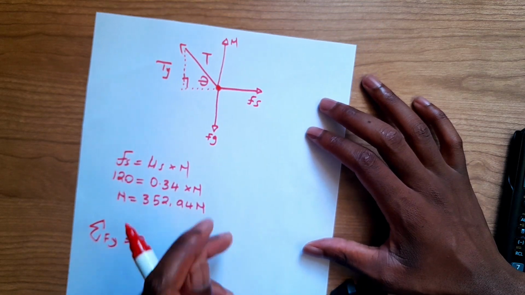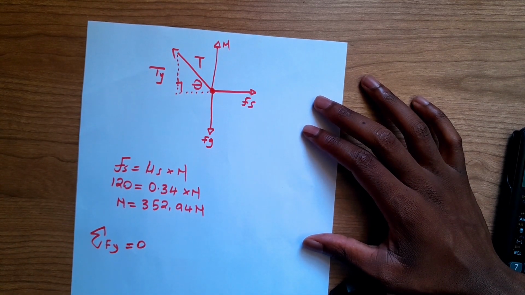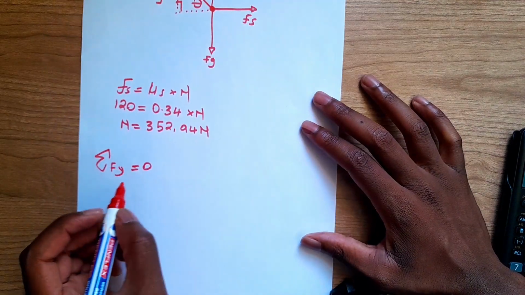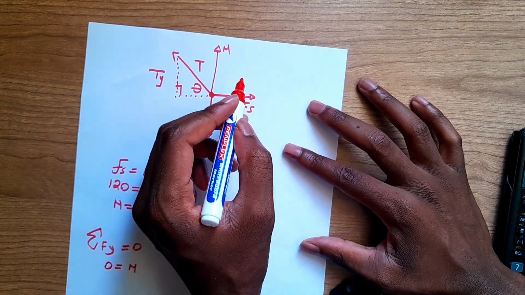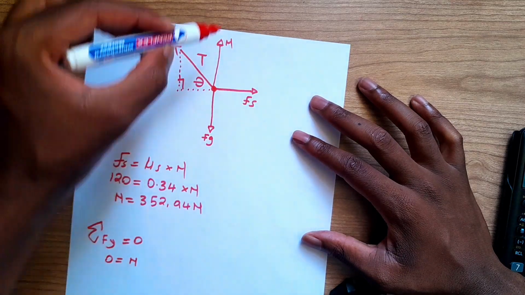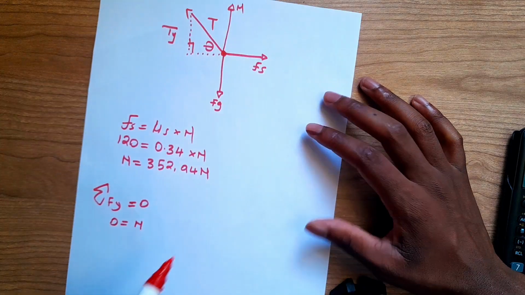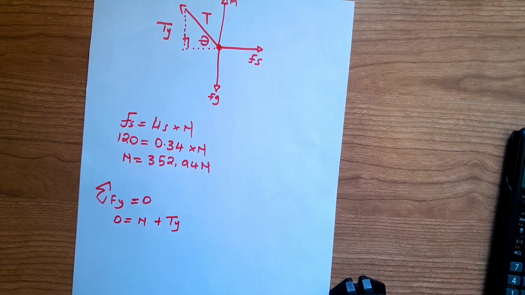So what do we do? We are going to say, okay, on the Y component, we have the normal force. Can you see this? So I'm going to say, 0 equals the normal force, because we also have Ty on the Y component. On this Y component, we have the normal force, we also have Ty. I'm going to write Ty, right?